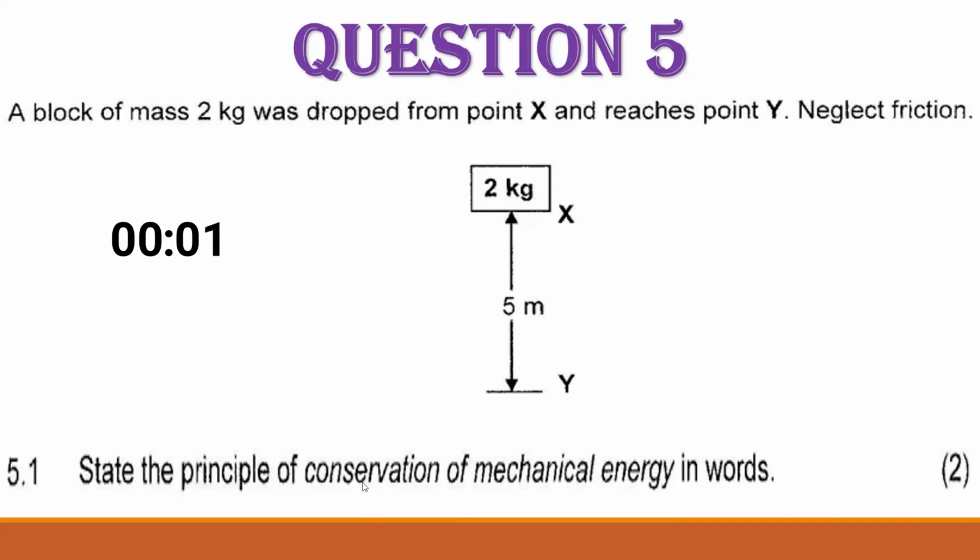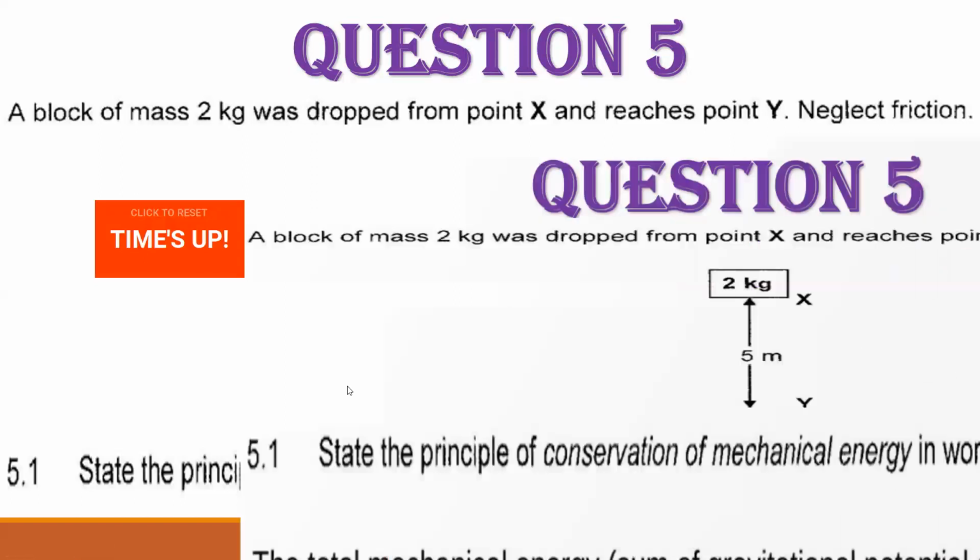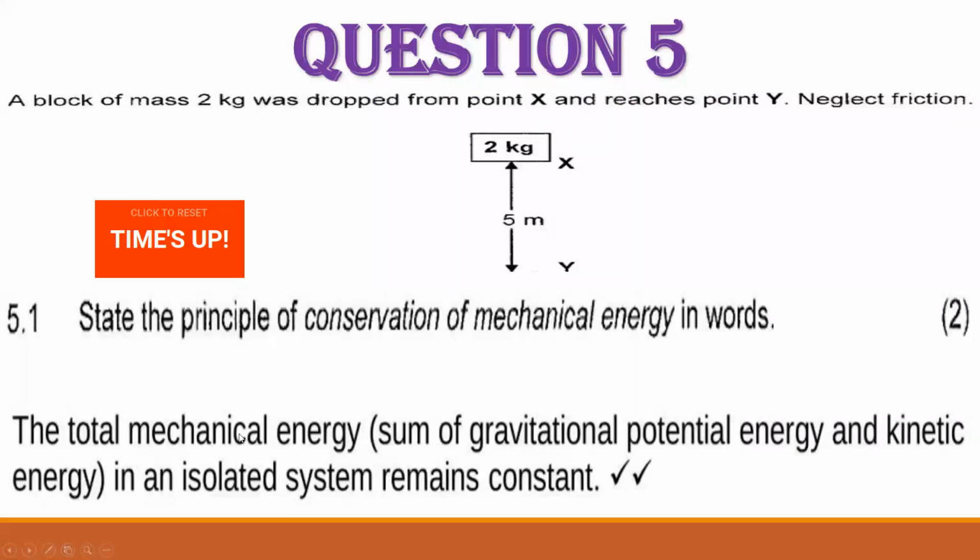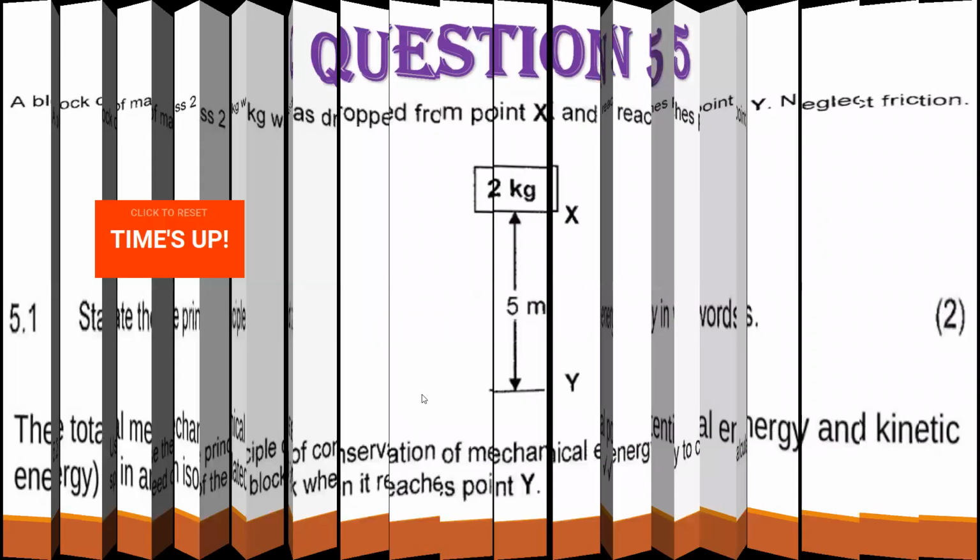After that, we are going to show the correct answer. If you need extra time, please stop the video and then you can try. But for this one, now we are showing the answer. The answer is the total mechanical energy, or sum of gravitational potential energy and kinetic energy, in an isolated system remains constant. This is conservation of mechanical energy. We have done our first question.